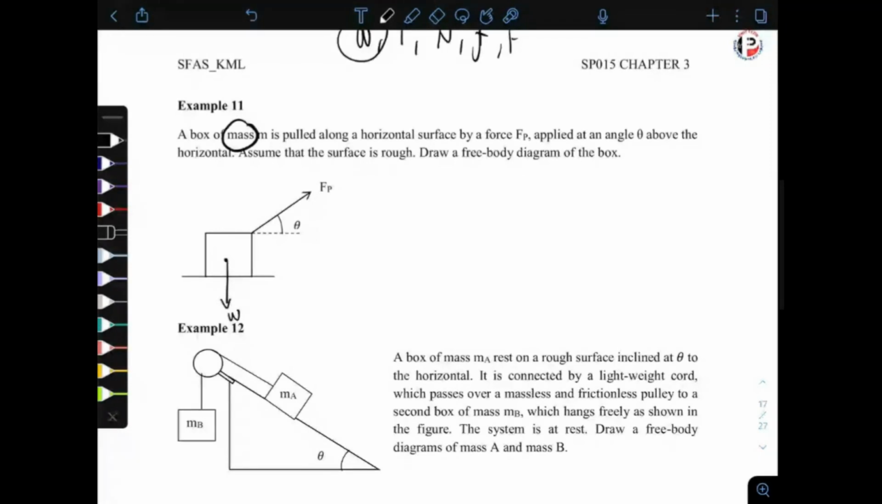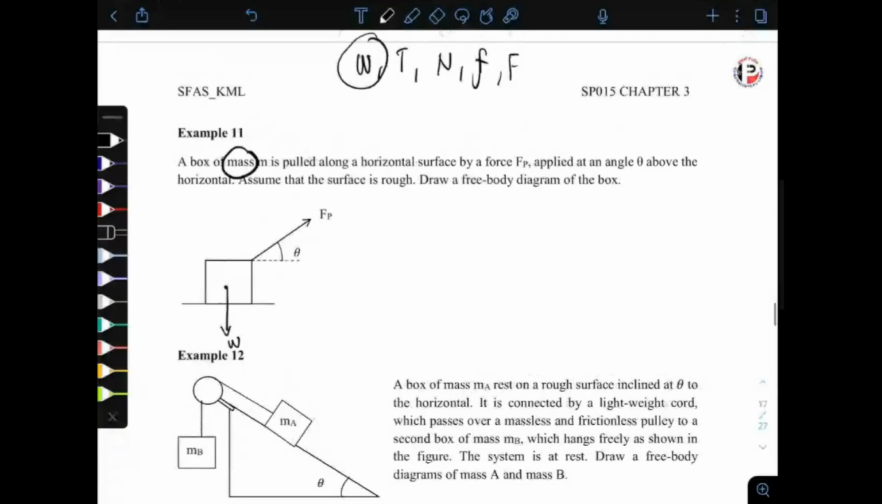And then next kita tengok tension. Do you have any string attached to your object in order to experience tension? No. Ada tak string? Tak ada. Okay, dia tak ikat tali dekat mana-mana, so kita tak ada tension dekat sini. So there is no tensional force.